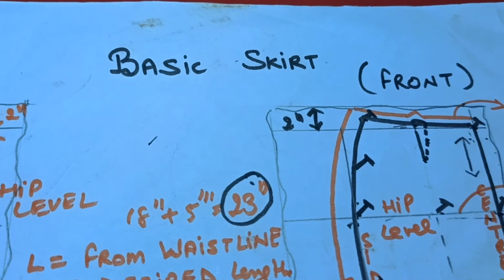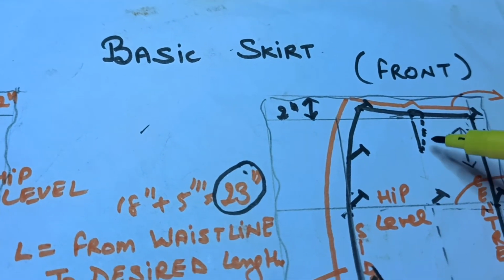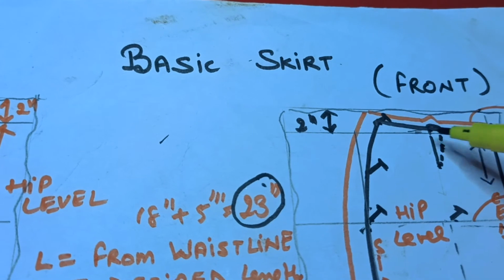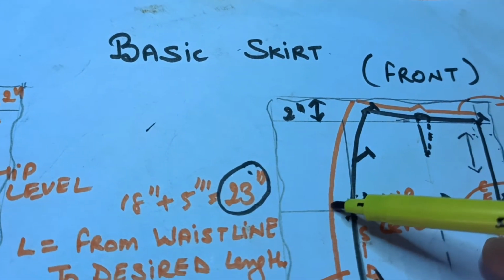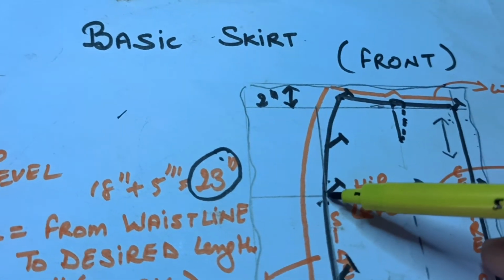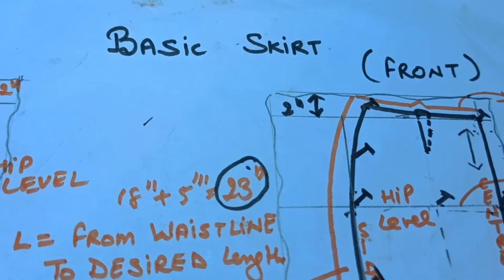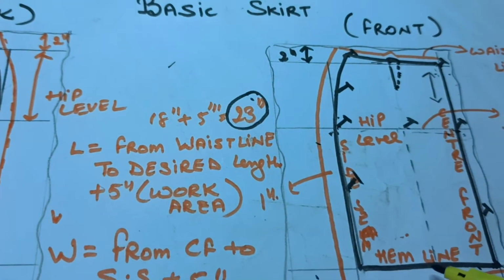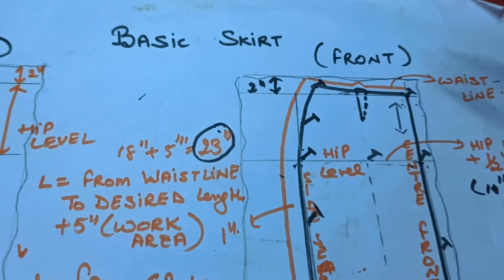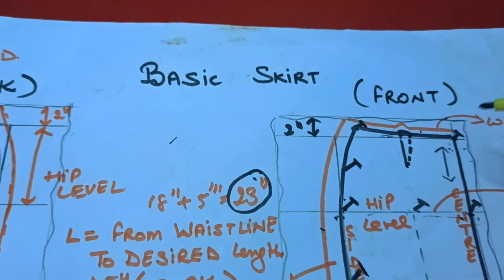After taking these markings, आपने fabric को dummy के ऊपर से उतार कर truing के लिए पहले seam allowances draw कर लेनी है. You will draw 1 inch seam allowance as it is shown in the orange, and then 2 inches at the side seam, 2 inches at the hem level, and half inch at the waistline.